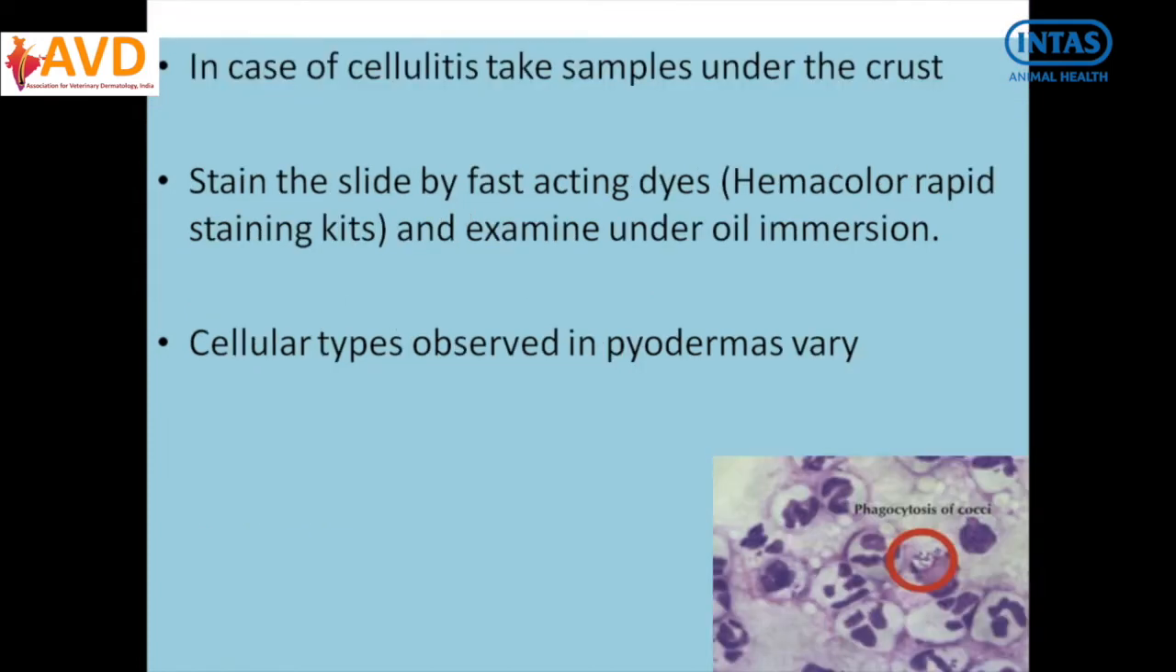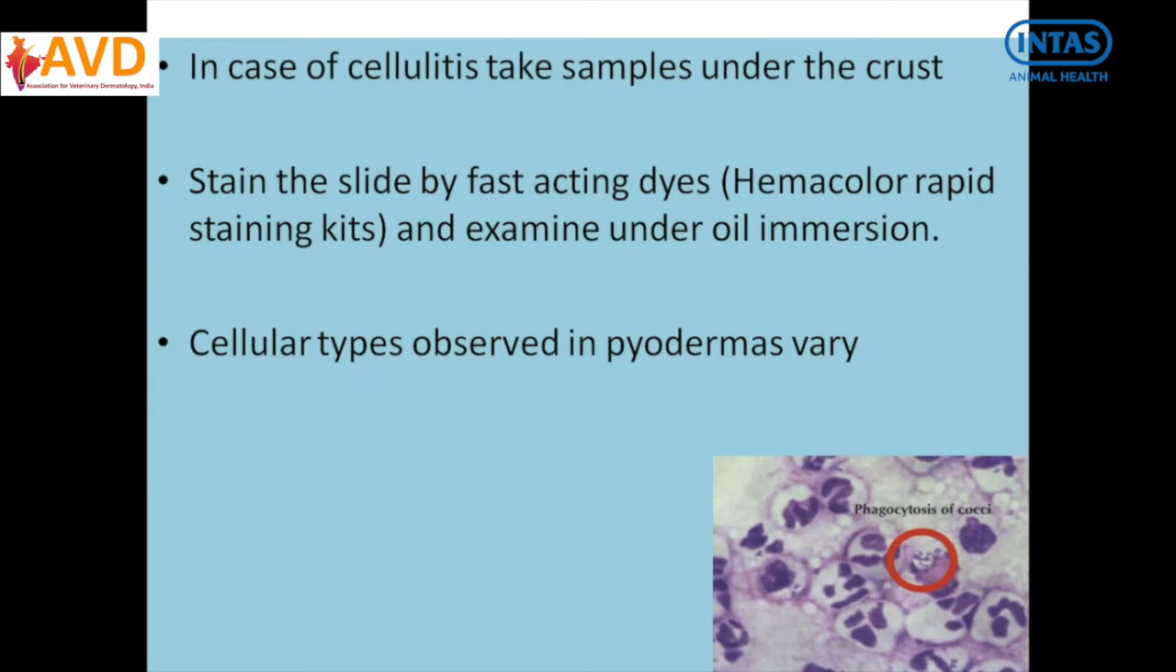So in case of cellulitis, take the samples under the crust. Furunculosis and cellulitis are deep pyodermas, so there will be a crust on the outer surface. So you have to remove the crust and take samples from beneath. Then only you will find the presence of bacteria, especially Staphylococcus. Stain the slide by fast-acting dyes.